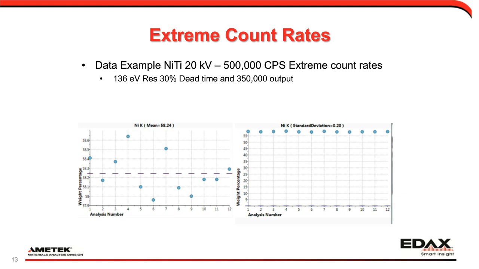So what we see here is we could still get at that 500,000 counts per second, still keep a 30% dead time, and a really great resolution of 136 eV, even at those high extreme conditions, which gives us an output of 350,000 counts per second. And we sample the area several times, and again, we see that we achieve very close to the target value, again, with a low variance of the data with a nice low standard deviation. So everything from fast process times to extreme high count rates still gives us good data without compromise.